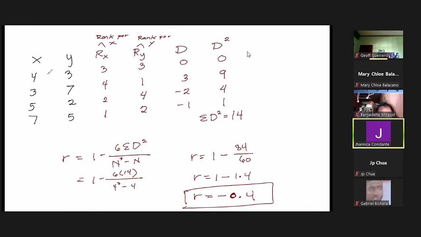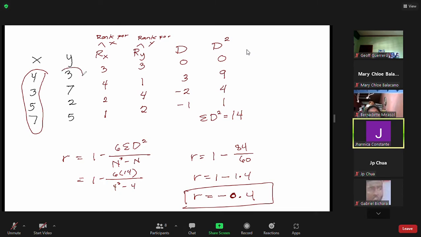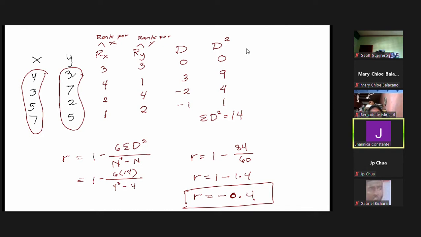You're just going to rank the numbers here from highest to lowest. Since 7 is the highest, that is your rank 1, until you proceed with the lowest number that you have for the variable x. The same also with your variable y. You're also going to rank the set of values that you have. Okay. So good. Let's have another example.